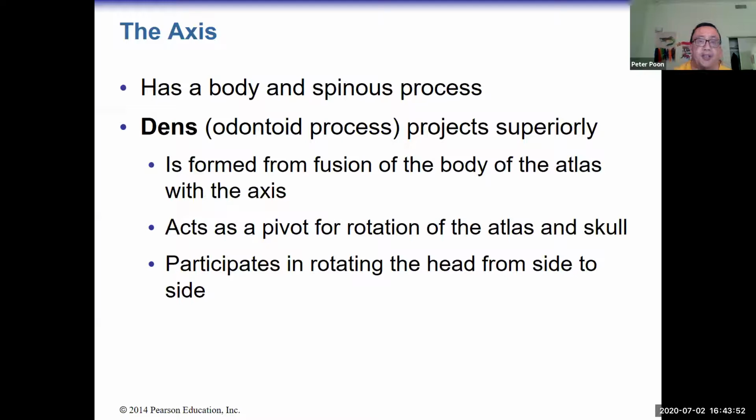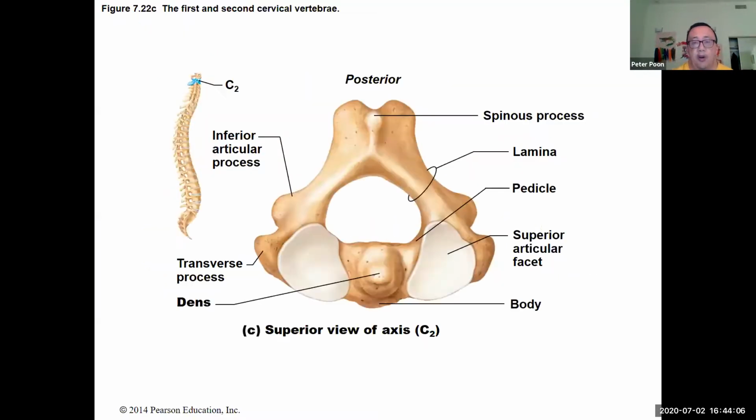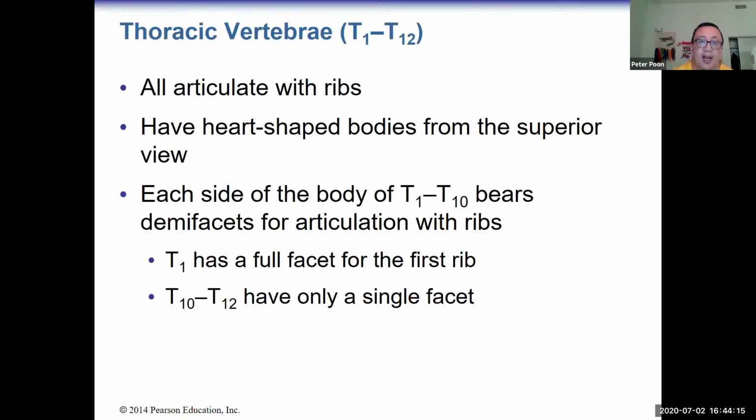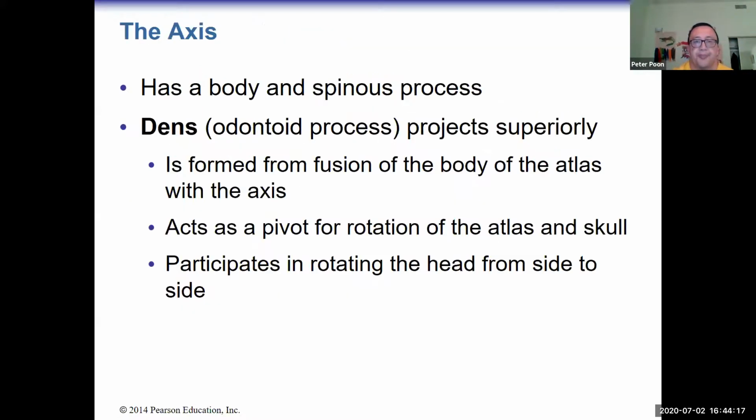C2 is called the axis, because it allows you to rotate on your axis. It has a body and a spinous process, but it also has a dens. That sharp point there is the dens. I'll show you a better picture of the dens. It looks like a little tooth sticking up. What the dens actually is, it used to be the body of the atlas, but instead became fused to the axis.